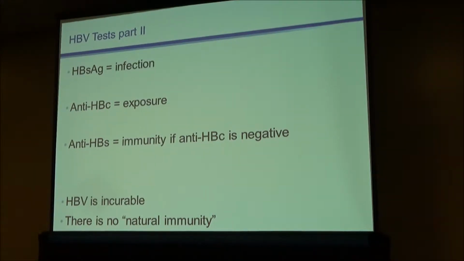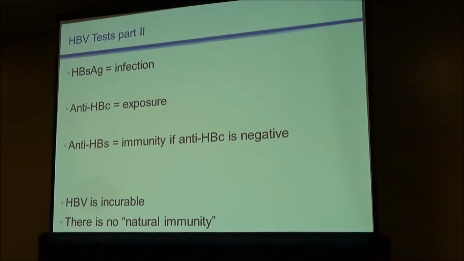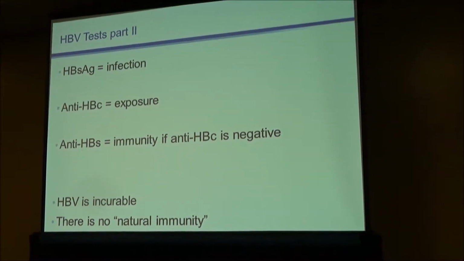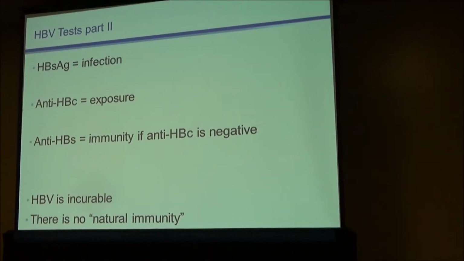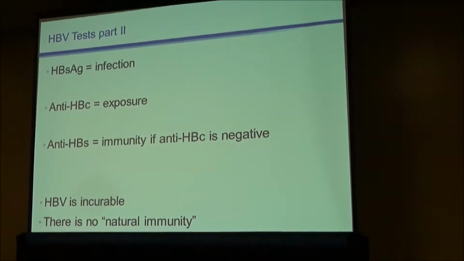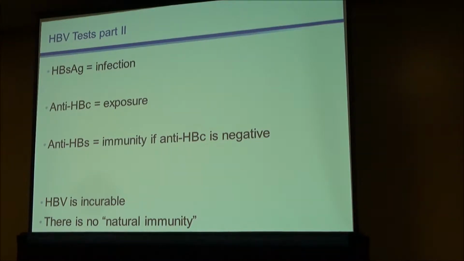So we've got 3 tests we look for hepatitis B that every patient should have who has hepatitis B testing assessment. And here we have those 3 tests: surface antigen, core antibody, and surface antibody. Surface antigen is positive. That means current infection, currently infectious.